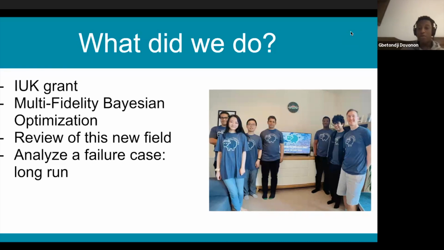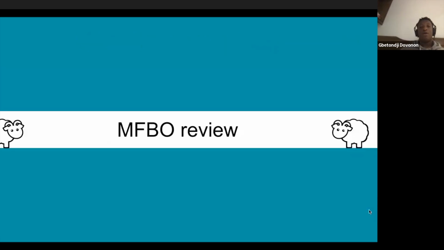So at first we thought we would start by filling in that need, which would be very useful. And then as we started doing that, we found a failure case that we decided to analyze, a failure case of multi-fidelity Bayesian optimization, which is the long run behavior. So let's start with the review of multi-fidelity Bayesian optimization.